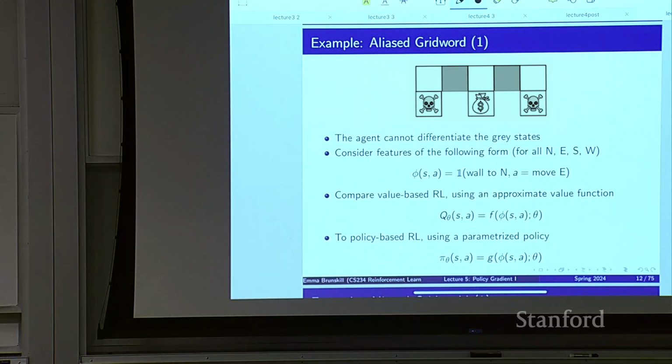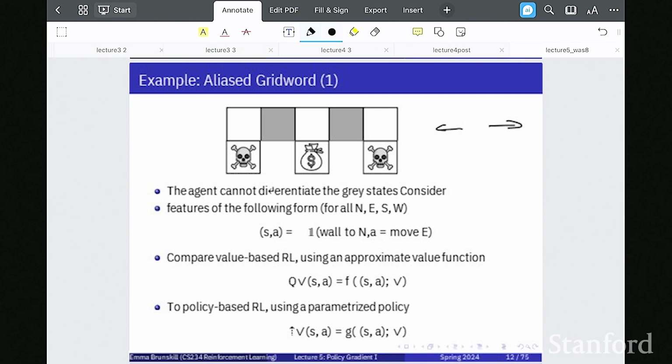So the challenge here is that if you're value-based, you have to do the same thing in those two gray states because you can't distinguish them. So from your perspective, it's like you're in the same place, no matter which of those two places you're in. And so if you're going to do a value function based approach and then extract a deterministic policy, you would either always have to go, say, to the left in those cases, or always go to the right. And neither of those would always be good.